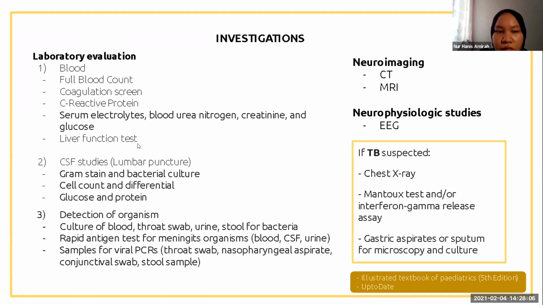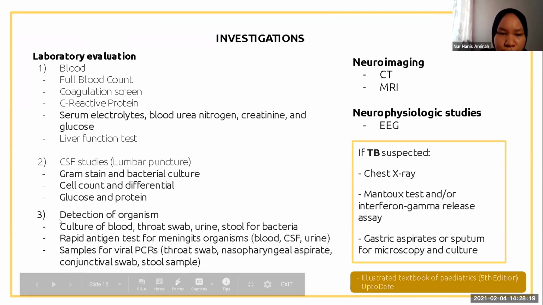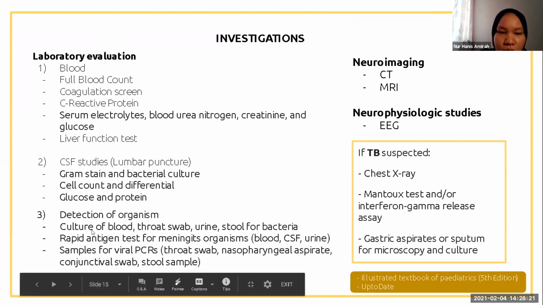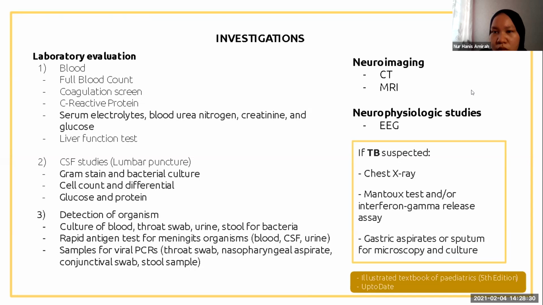And then check the liver function test if there is any infection involving the liver. And then the CSF study is the diagnostic test to check for meningitis and encephalitis. And then the detection of the organism by culture, rapid antigen test, and also PCR. For neuroimaging, it may be indicated if there's suspicion of subdural empyema or effusion, and also to check if there's any hemorrhage in the brain.